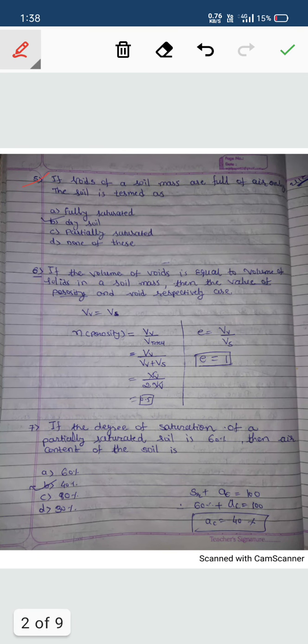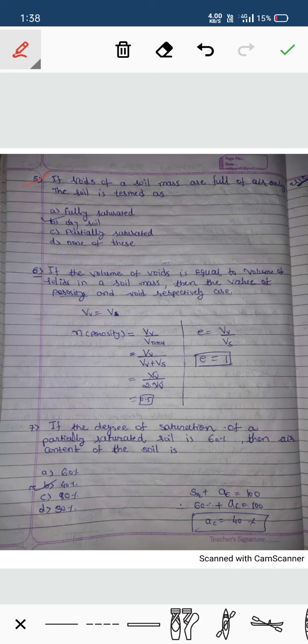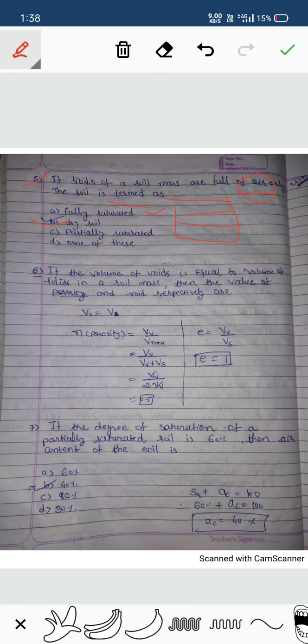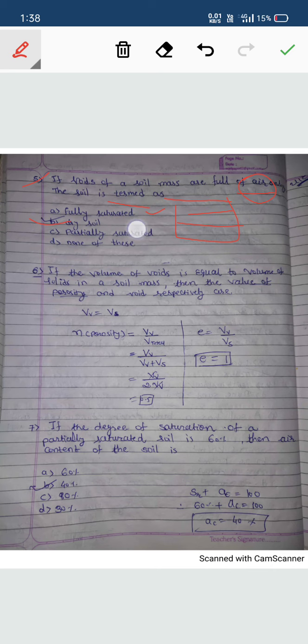Now the fifth question: the void of the soil mass is fully filled with air, only the soil is termed as, fully air is in the two phase. The soil and air form a two phase diagram, this is a dry soil. If only water is available in the voids, then it is fully saturated soil. If the three phases, soil, air and water, are available, then it is called partially saturated. Here the correct answer is B, dry soil.